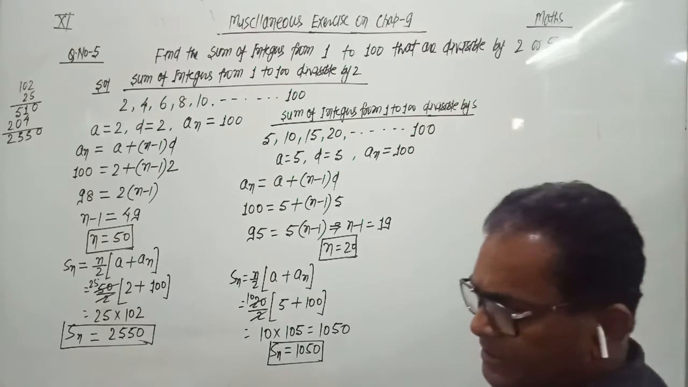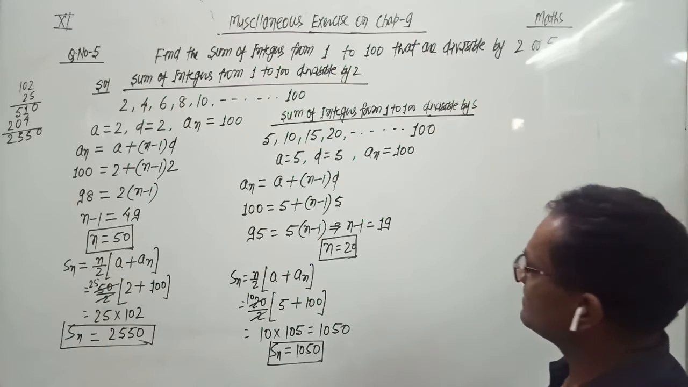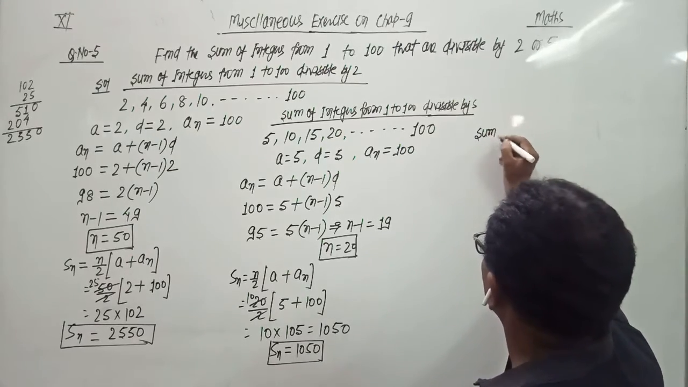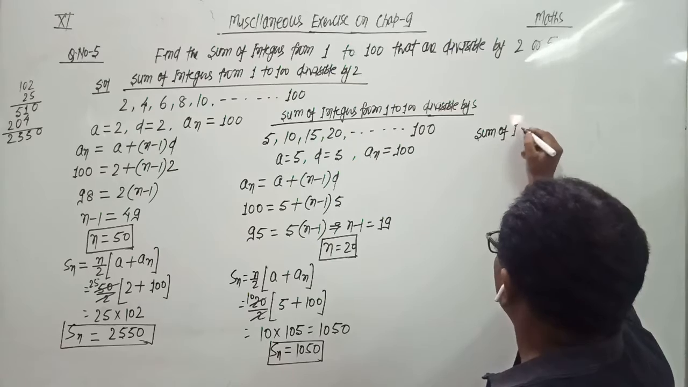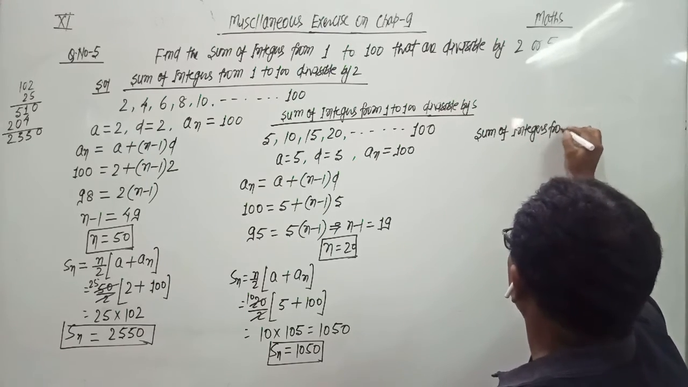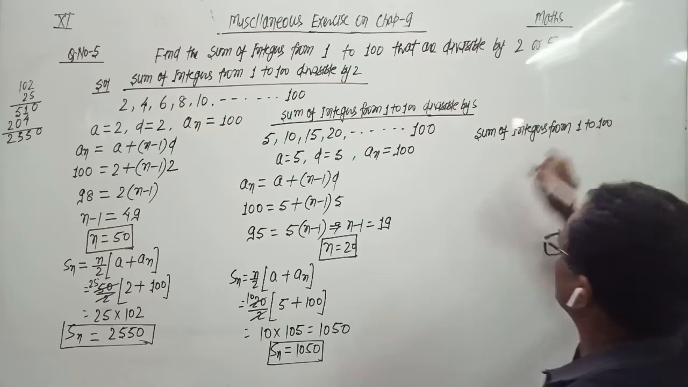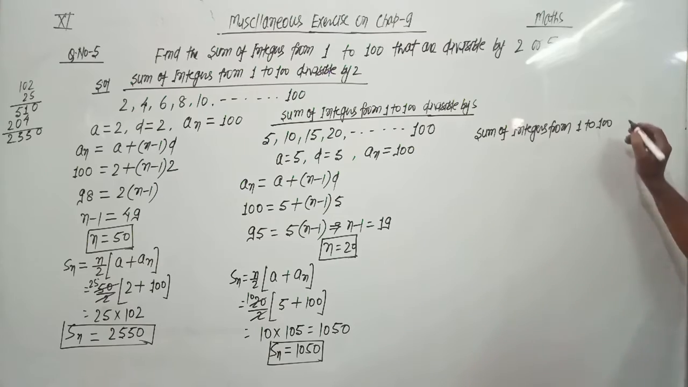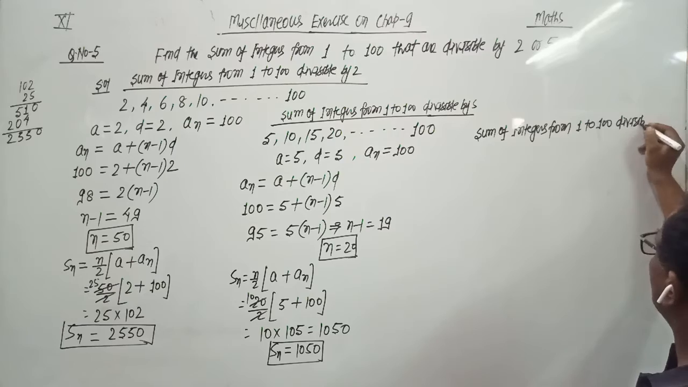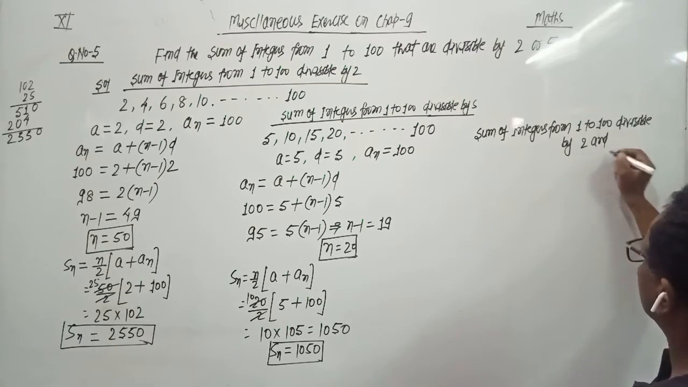Now we calculate the sum of integers from 1 to 100 divisible by 2 and 5 both.